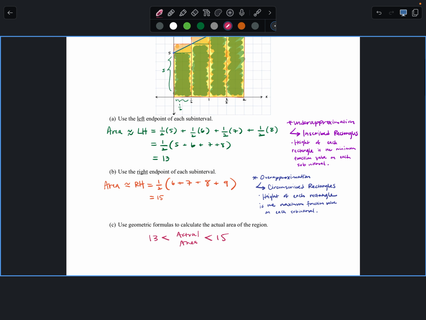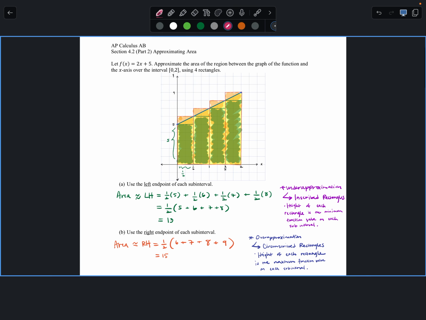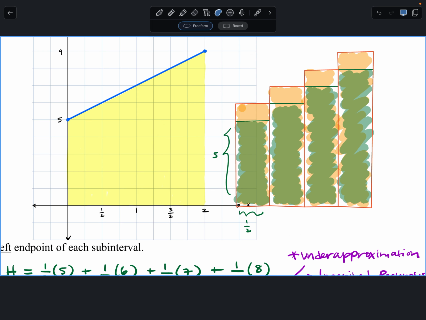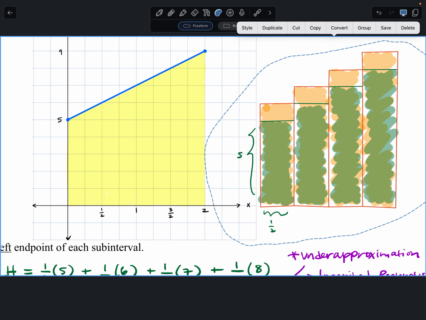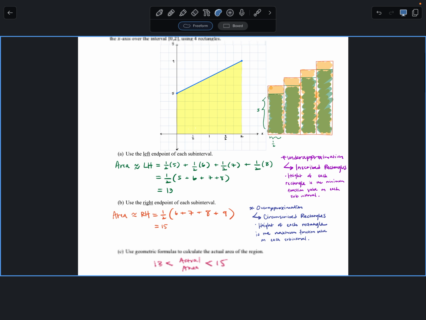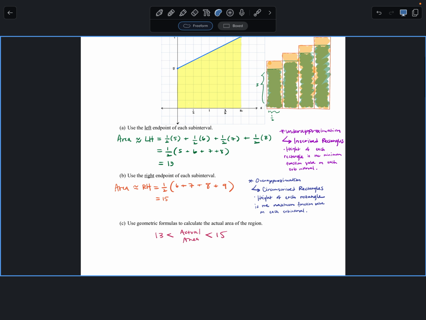So using geometric formulas, what I want you guys to do, because this is something that you could calculate the actual area for, let's just go 2, 2, 2. Why don't you talk through calculating the actual area using geometric formulas, or maybe just a geometric formula, to come up with the actual area of that region.